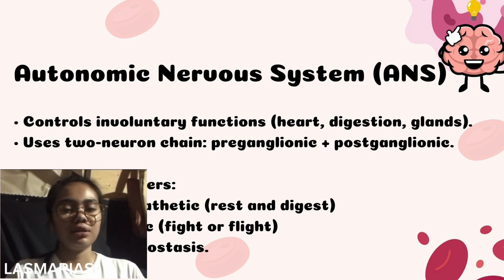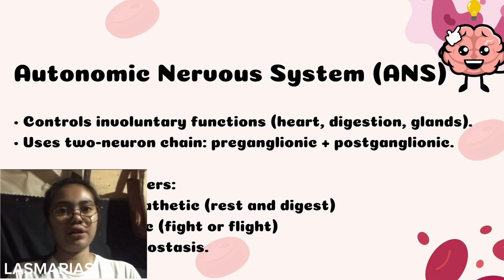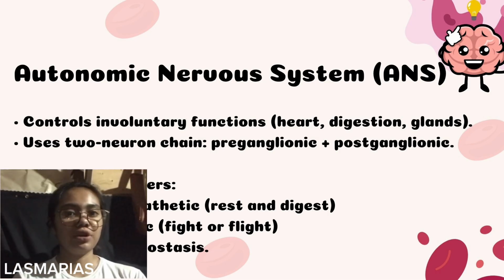The main neurotransmitters are acetylcholine, used mostly by the parasympathetic division for calming action, and norepinephrine, used mainly by the sympathetic division for alertness and activity. The overall goal of the ANS is to maintain homeostasis, keeping the body's internal environment stable, like maintaining the normal body temperature and heart rate.